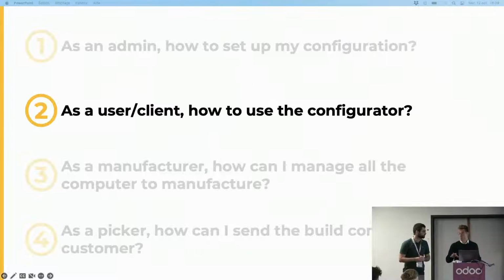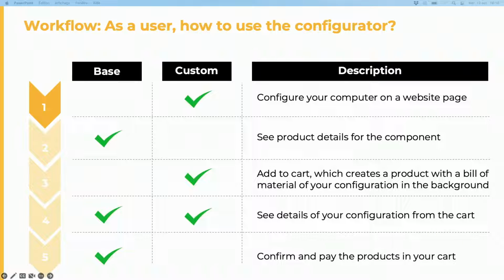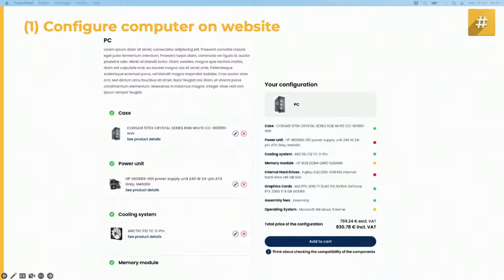All right, thanks for the explanation. So now that the solution is deployed, as a client, as a user, as a client of the shop, how can I use the configurator? Okay, so here we have 5 steps. The first one is simply to go to the website and choose your configurator. So you go to the website, you will see all the configurators that were previously created. You can choose one, and here is the screen that you would arrive at if you choose one configurator.